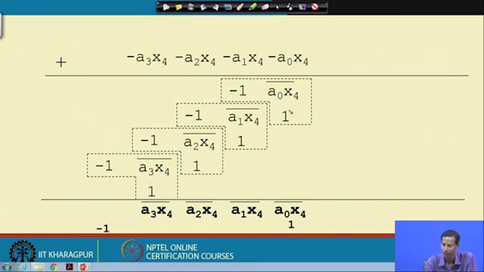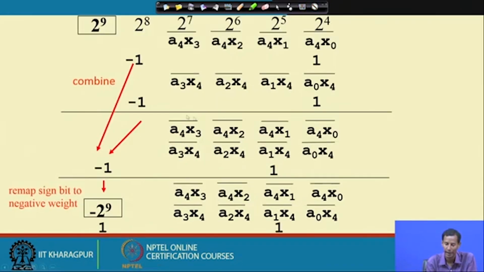I will get, so again 1 over here, minus 1 cancel, minus 1 plus 1 cancel, minus 1 plus 1 cancel. So, minus 1 at this particular position. So, a3 x4 bar, a2 x4 bar, whatever values I left, that will come to this particular position. So, then finally what I have to do? Finally I have to add all this. Okay. So, now what is happening?